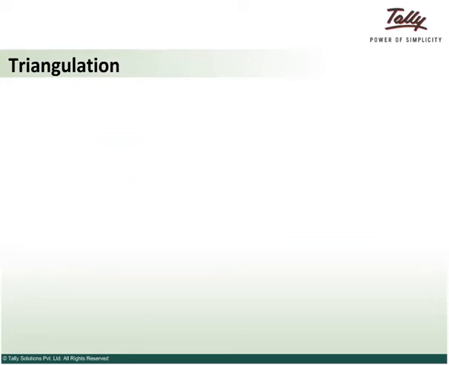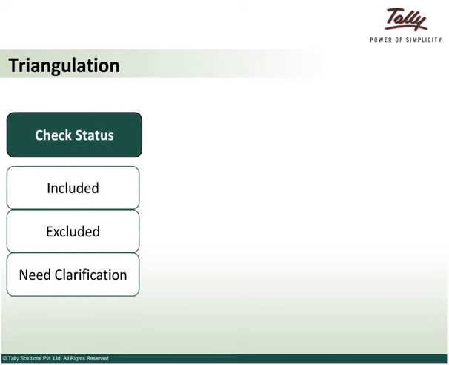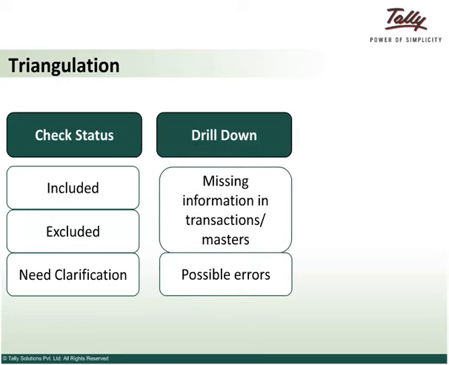Now let us see the powerful capability of triangulation. Check status. In Release 5.0, the VAT report form VAT 100 has been designed in such a way that the user can identify transactions included for generating the VAT return, transactions excluded because they are not relevant, and transactions about which Tally is uncertain as to what to do because there is missing information or possible errors. This concept is called triangulation because of these three aspects.